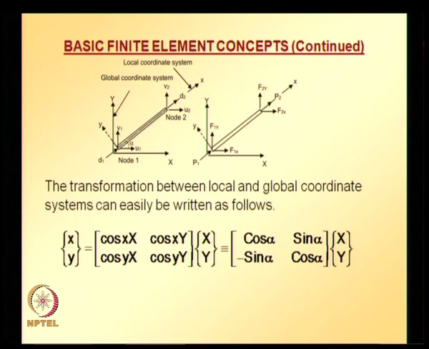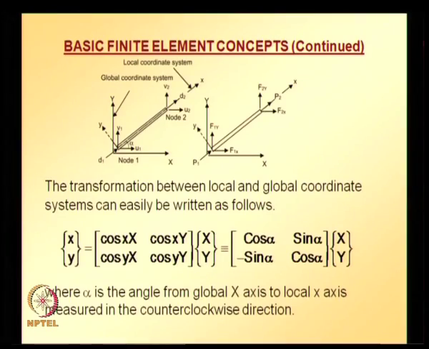Similarly, the component at 2 1 location, that is second row first column, is cosine of small y capital X, and at 2 2 location, that is second row second column, it is cosine of small y capital Y. And if alpha is the angle from global x axis to the local x axis measured in counterclockwise direction, this direction cosine matrix becomes cos alpha, sin alpha, minus sin alpha, cos alpha. So, the relation between the global coordinate system and the local coordinate system is given by this equation.